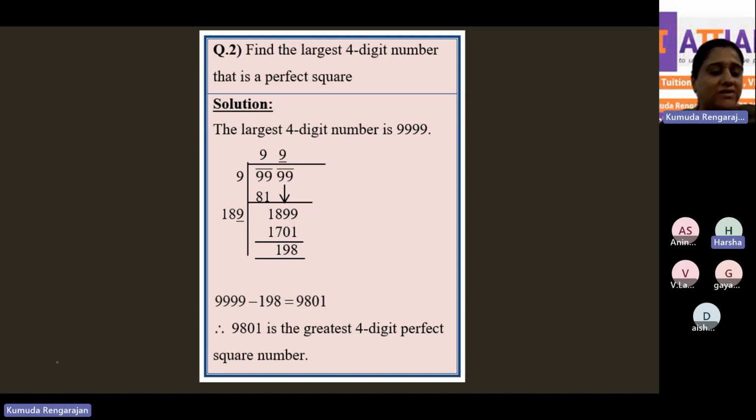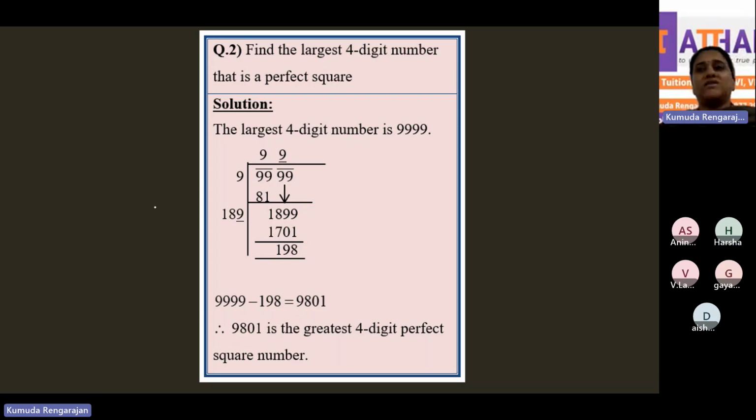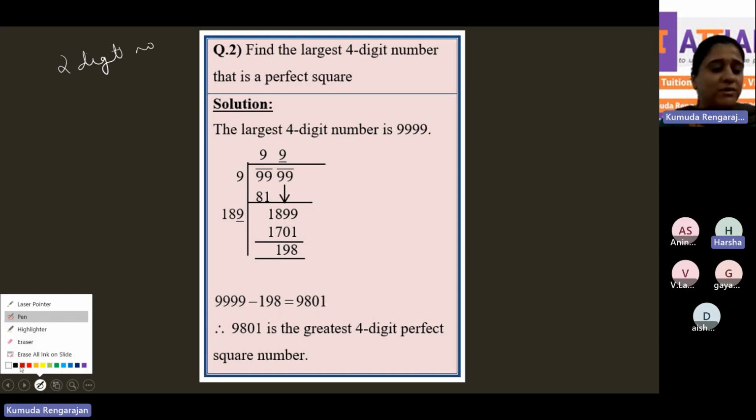Okay, let's find the largest 2-digit number that's a perfect square. To understand this procedure, let's find the largest 2-digit number that's a perfect square. Now, which is the largest 2-digit number? Okay, let me write the question.